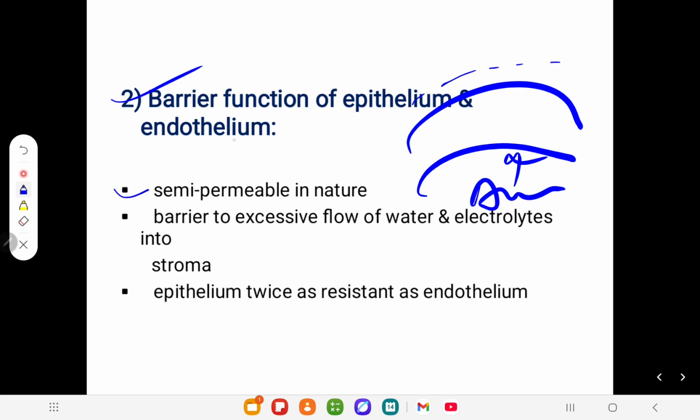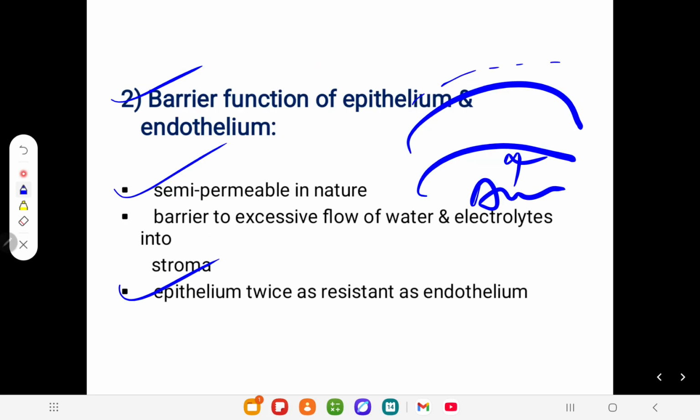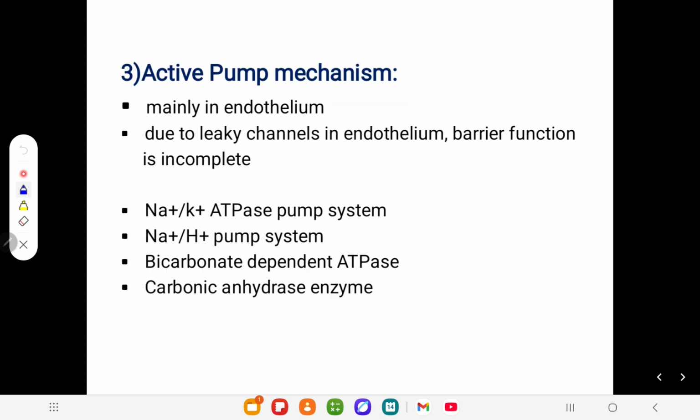So it is semi-permeable in nature, a barrier to excessive flow of water and electrolytes into the stroma. Basically, epithelium is a better barrier than endothelium. Yes, it's written: epithelium is twice as resistant as endothelium. This is always important. Endothelium is quite leaky, though it does the barrier function too. Endothelium also has an active pump mechanism.